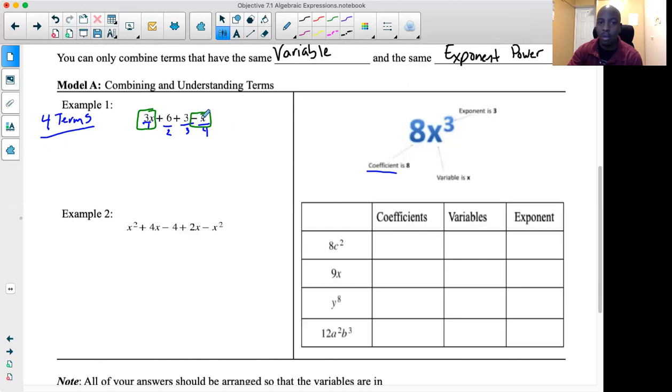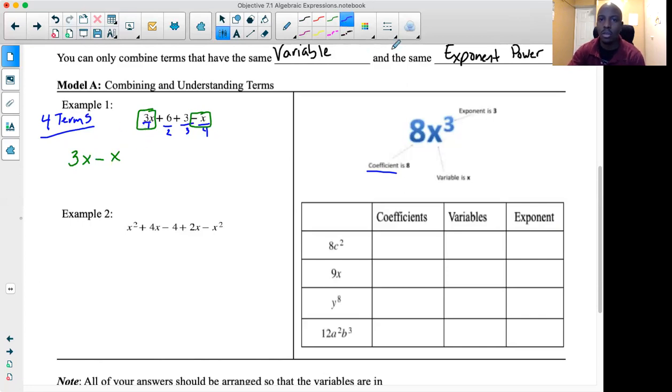Now, how do I know this? They both have the same variable, x. Do they have the same exponent? Yes, they do. To the first power. But Mr. Woodford, I don't see the exponent there. Remember, when you don't see a number, that means the number is a hidden number, which is 1. It means it's to the first power. I'm just going to rewrite these and say 3x minus x. Those are like terms.